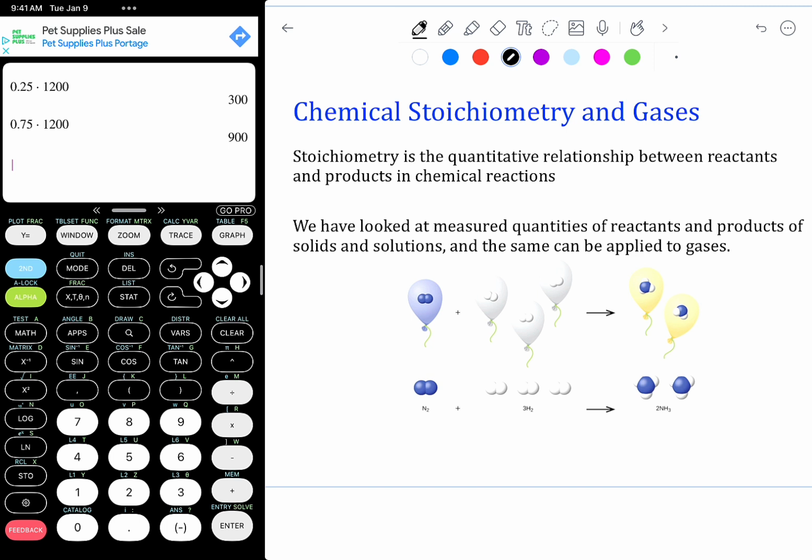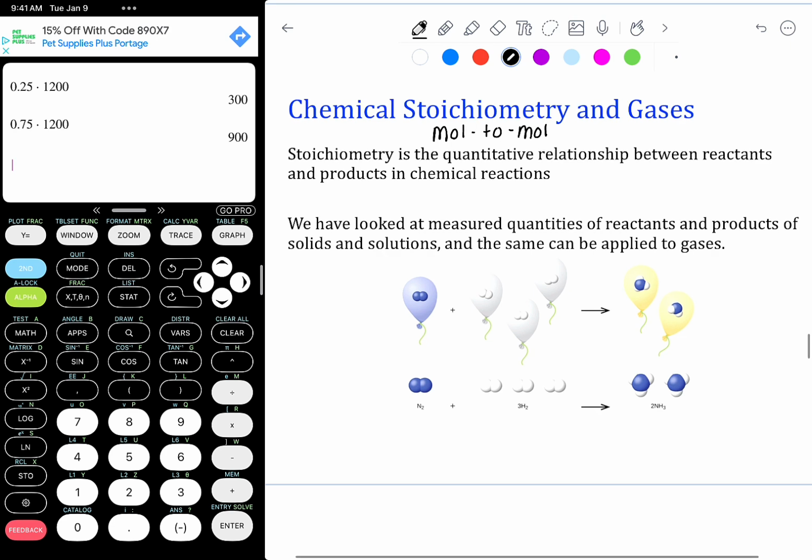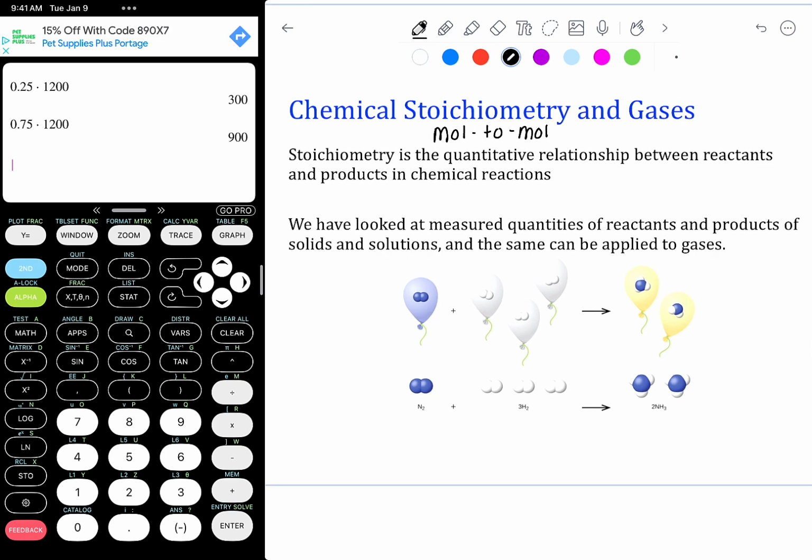So I'm going to write that here because we need to remember mole-to-mole ratios. So it's the quantitative relationship between reactants and products in chemical reactions. We have looked at measured quantities of reactants and products of solids and solutions, and the same can be applied to gases.